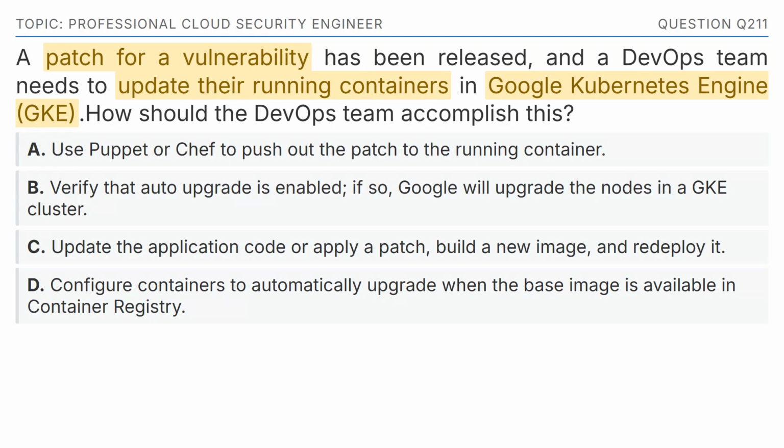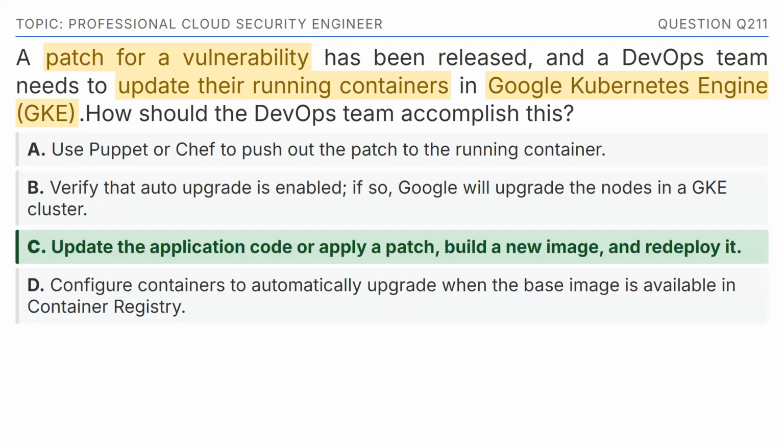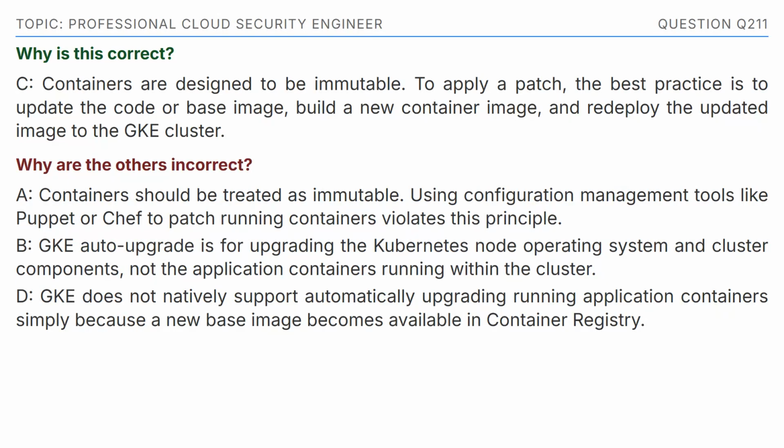To arrive at the correct answer, we focus on the keywords: patch for a vulnerability, update their running containers, Google Kubernetes Engine, GKE. The correct answer is option C, update the application code or apply a patch, build a new image, and redeploy it. Why is this correct?